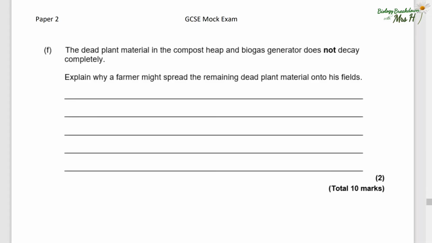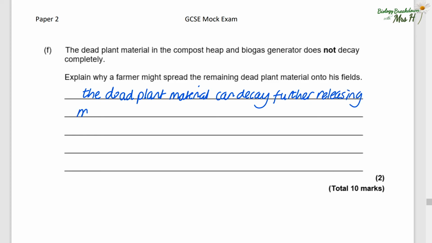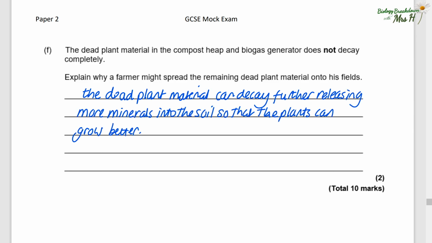The dead plant material in the compost heap and biogas generator does not decay completely. Explain why a farmer might spread the remaining dead plant material onto his fields. Well, that is because the dead plant material can decay further, releasing more minerals into the soil, and that's going to help the plants to grow better.